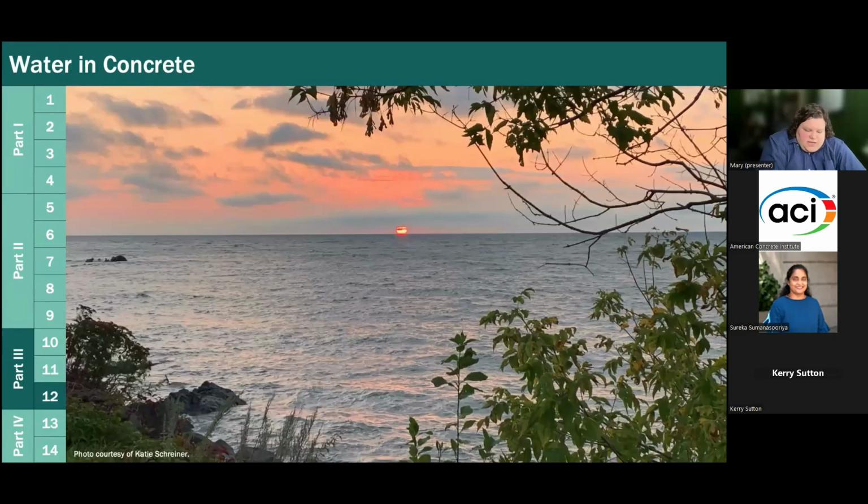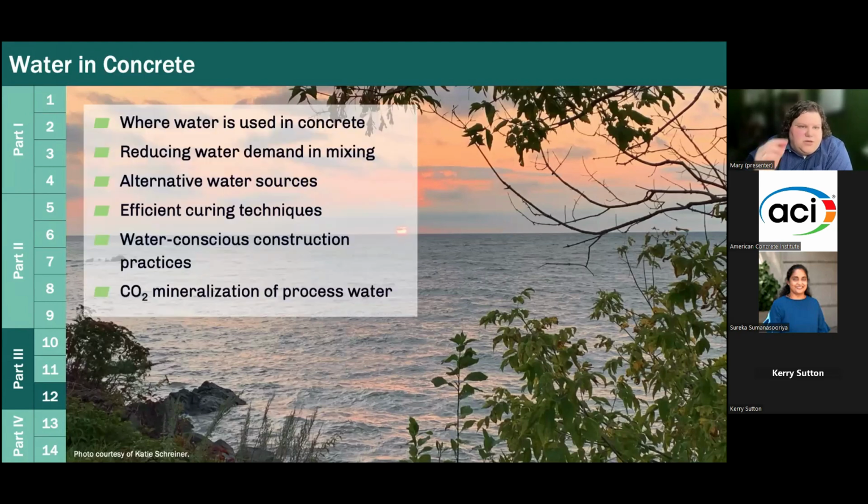For the water chapter, this is a picture of Lake Superior. Shout out Great Lakes. In the water chapter, this is a pretty small chapter actually, but we wanted to acknowledge that, of course, water is a material and it does impact the carbon footprint of concrete.